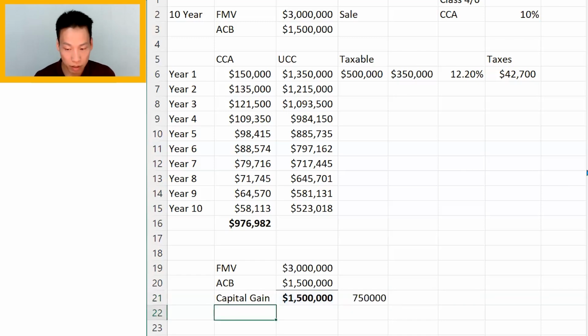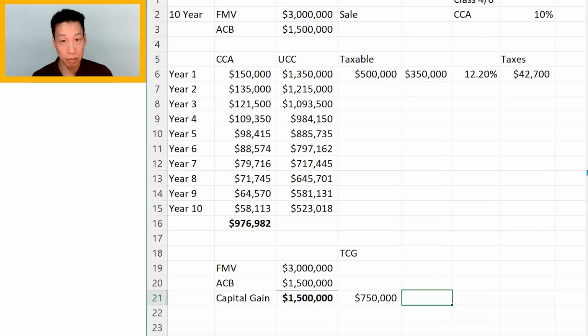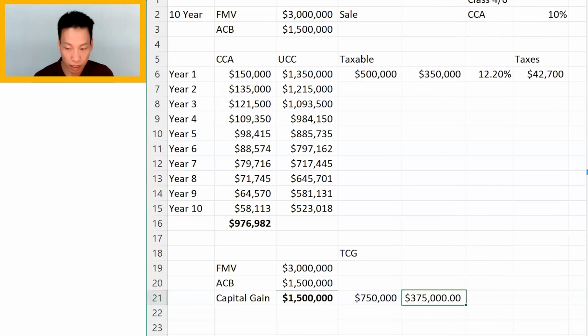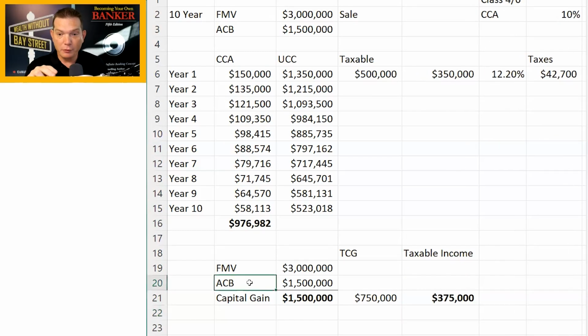50% of that is taxable, so taxable capital gain. And then because it's passive income, 50% of that is also taxable at that tax rate. So the total taxes you're going to pay on that specific sale is $375,000. So you've sold it for $3 million minus the tax payable.